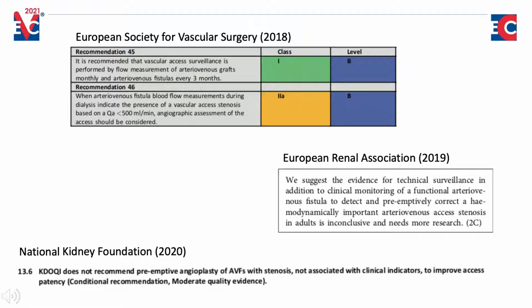Guidelines from the European Renal Association suggest that the evidence for surveillance of arteriovenous fistulas is inconclusive and requires more research, and suggest against surveillance of arteriovenous grafts unless it occurs in the context of a clinical study. KDOQI guidelines from the US National Kidney Foundation state that there is insufficient evidence to make a recommendation on surveillance of arteriovenous fistulas, and do not suggest surveillance of arteriovenous grafts to improve access patency.